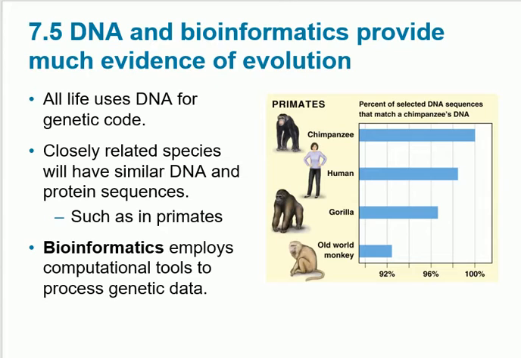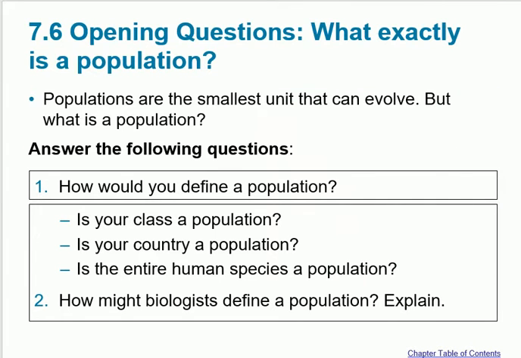Chimpanzee versus humans, gorilla, and the Old World monkey. These are the similarities. How did we do that? Bioinformatics. We get the genetic data of each one of those. We got the DNA information. We feed it into that computer, and it gives us this analysis, and then we can compare and match the DNA of different species so we know how close they are.